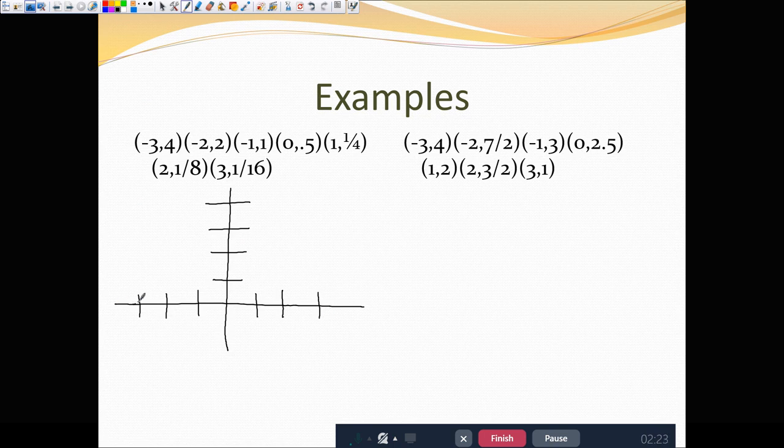Okay. So our first ordered pair is at -3, 4. Then at -2, 2. -1, 1. 0, 1/2. 1, 1/4. 2, 1/8. And 3, 1/16. This is a curve shape, so this would make this what type of problem? Okay, exponential. What type of model? Exponential.